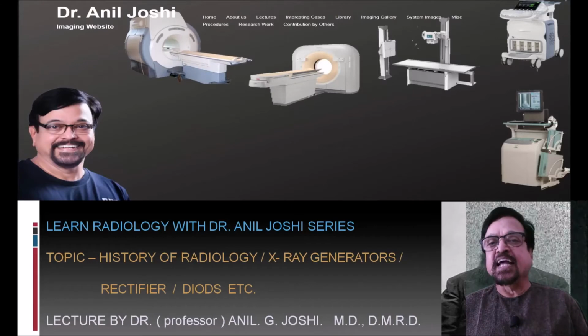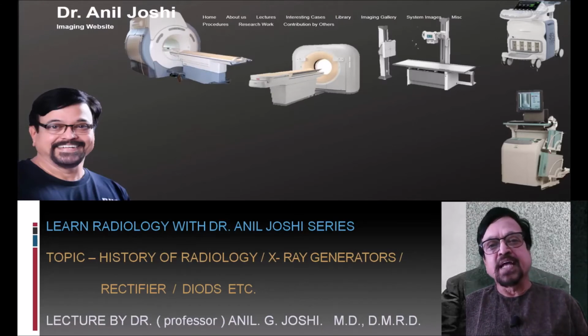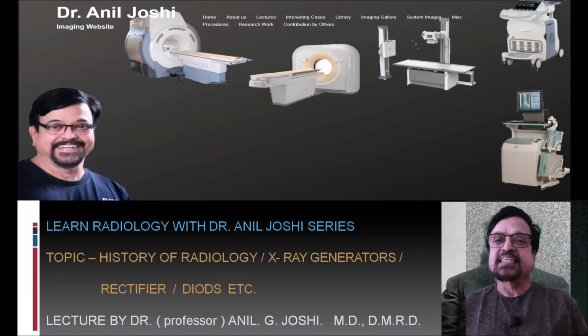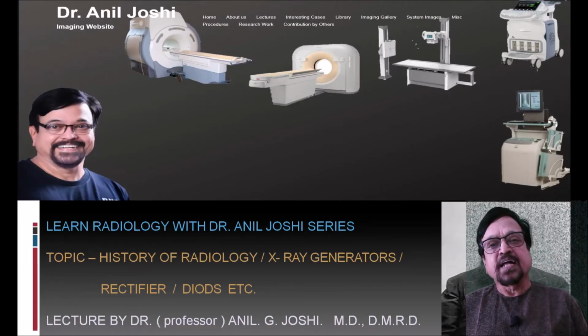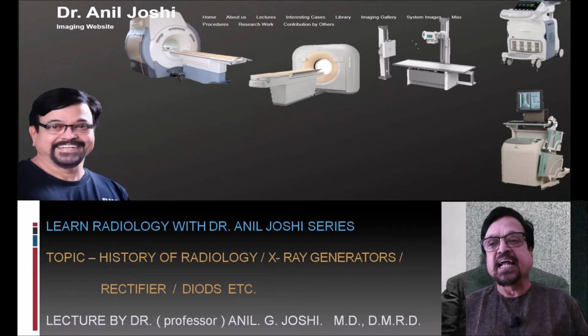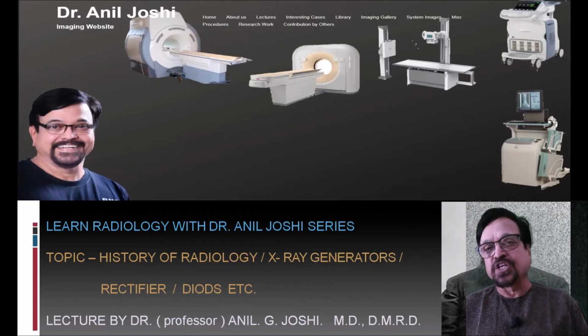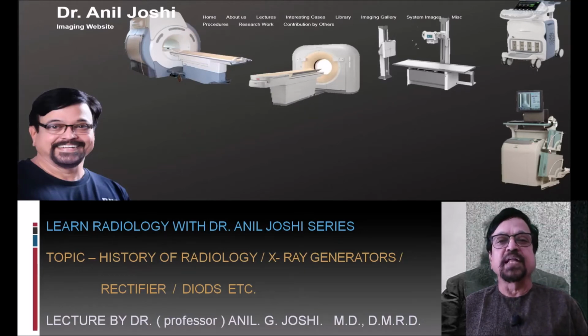Before all these things, they are on different lecture series, there are different videos made. So today's is a very basic one: how the X-rays were invented, what the historical background of radiology is, and how the X-ray works, that is how the X-ray tube works, which needs an X-ray generator, rectifier and diodes. So this is really a basic of the X-ray circuits and the X-ray production, but it is essential to know, along with the historical aspect which we will be covering first.